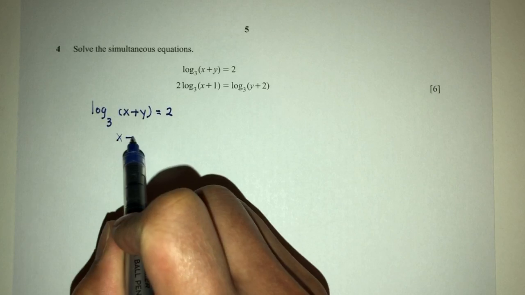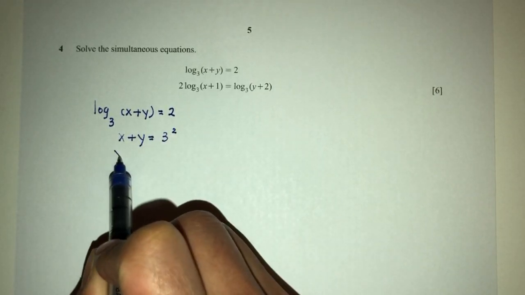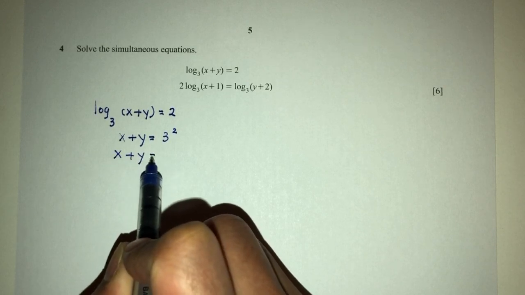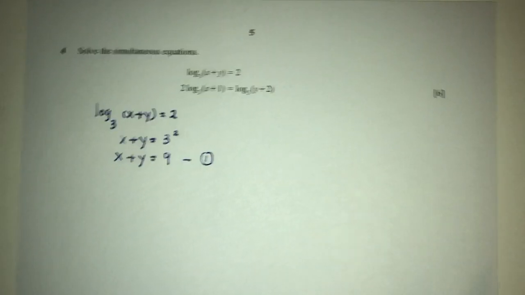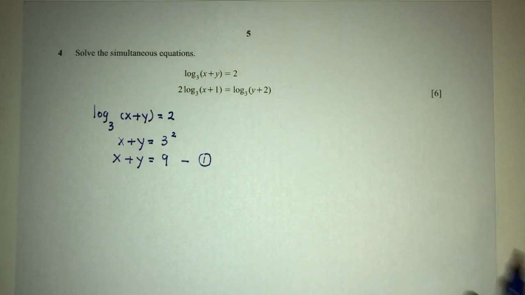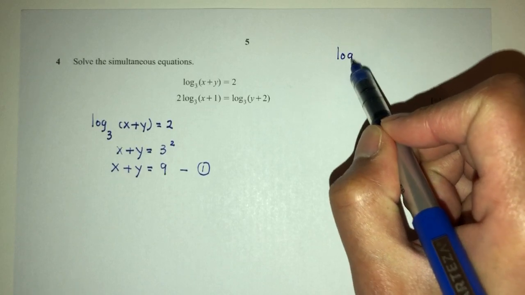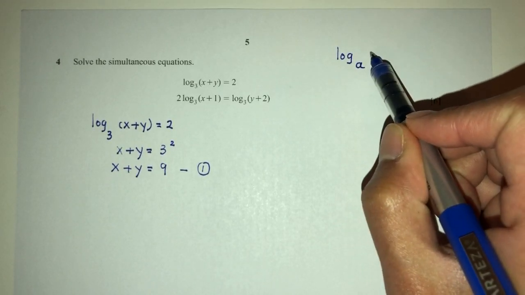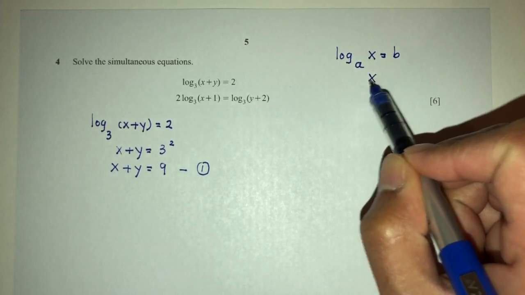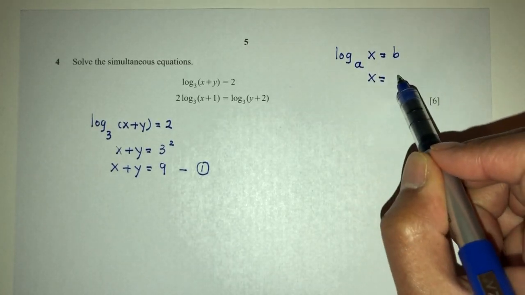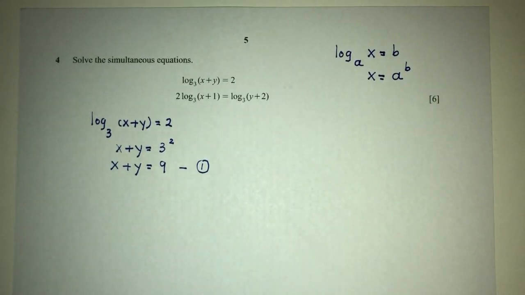Now x plus y will be 3 power 2. x plus y will be 9. That is my equation number 1. So something we have to know here is how to use logarithms. For example, if you have log to the base of a, let's say my value is x here, equal to b. To find x, we have to send a over here, become a power b. That's something we have to know in this question.